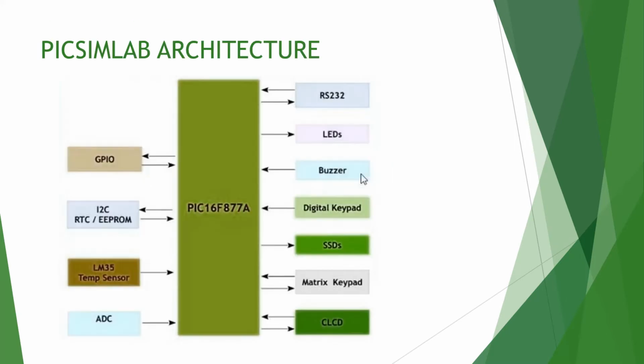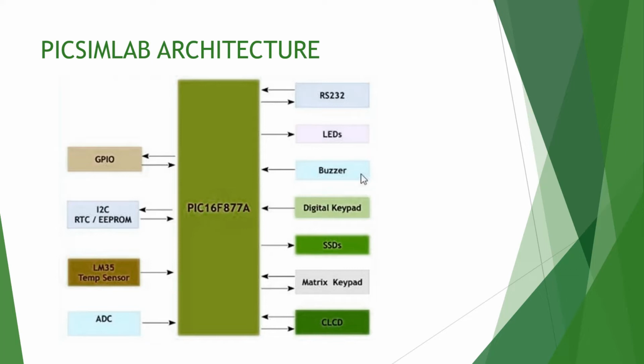Then we are going to see about the PIC simulation lab architecture. In our project, we have used the PIC16F877A microcontroller. It's connected to RS232, which is basically a protocol used for serial communication, the transmission of data. Using this port, we transfer data from a device, say a computer, to our microcontroller. Then the output device is LEDs, and we are using a buffer, digital keypad and SSD.